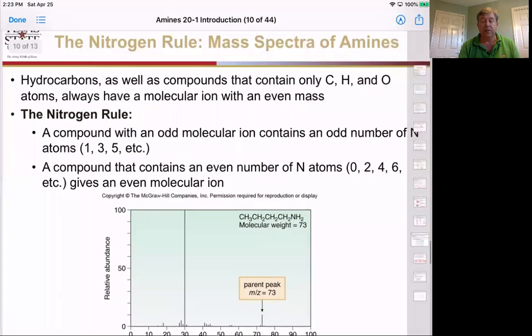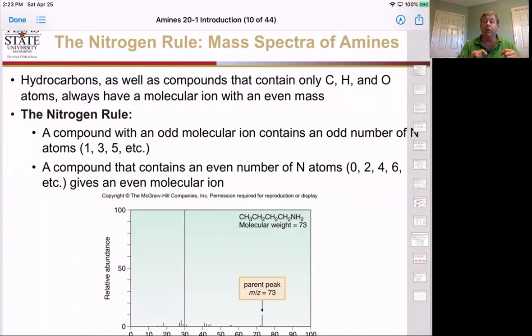Okay, so let's talk about 3 things in the spectroscopy associated with them. We're going to look at IR, we're going to look at mass spec, and we're going to look at NMR. In the mass spec, we have a nitrogen rule, meaning that most hydrocarbons or hydrocarbons that contain oxygen have even mass numbers because the masses of the different atoms are even.